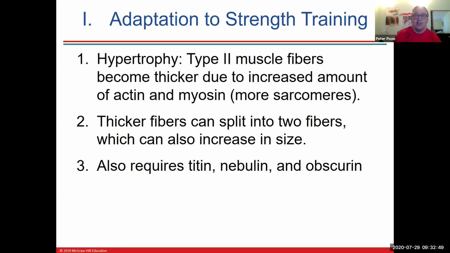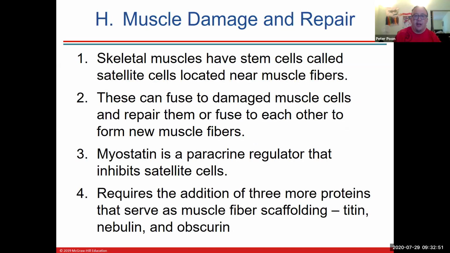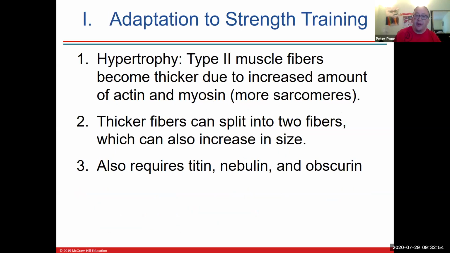Adaptation to strength training. Hypertrophy. Hypertrophy is a larger cell. Type 2 muscle fibers become thicker due to increased amounts of actin and myosin, more sarcomeres. When you build muscle, you're not building just actin and myosin, you're building entire sarcomeres. When you build more and more sarcomeres, the muscle becomes thicker, and eventually one muscle fiber can split into two.